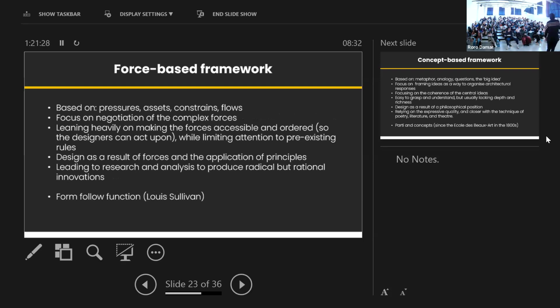Based on pressure, asset, concern, flows, focus on negotiation of the complex forces, then heavily on making the force accessible and ordered, so designer can act upon, while limiting attention to pre-existing rules, design as a result of force and the application of principles, leading to research analysis to produce radical but rational innovation. Radical but rational. It means it is based on forces.